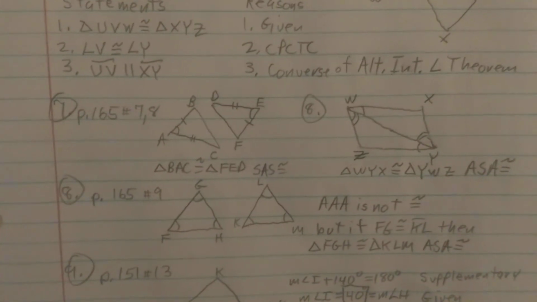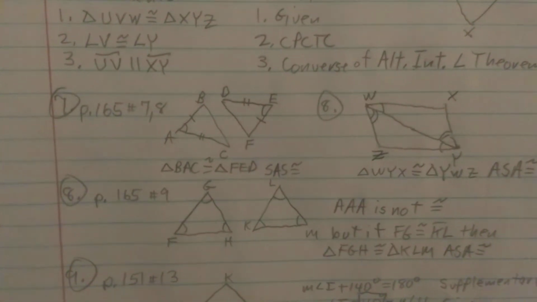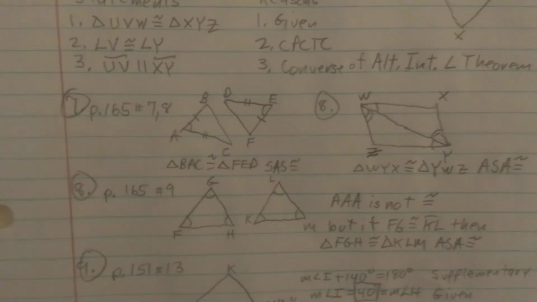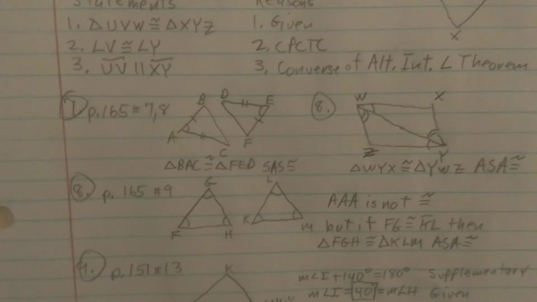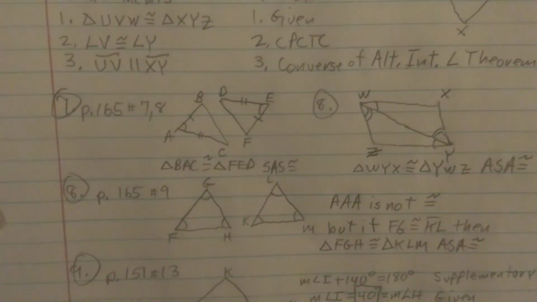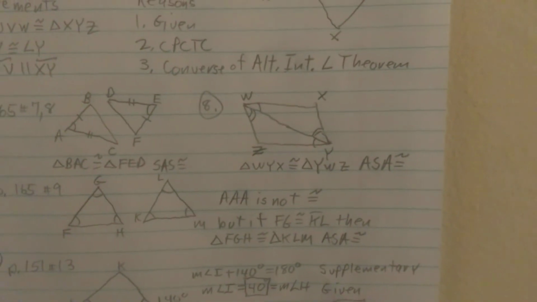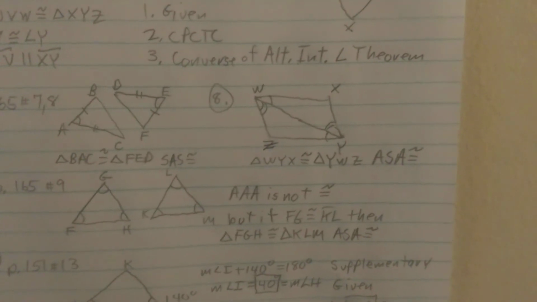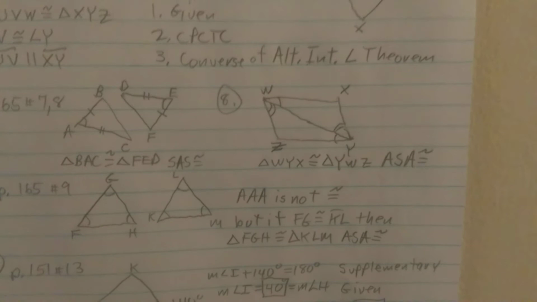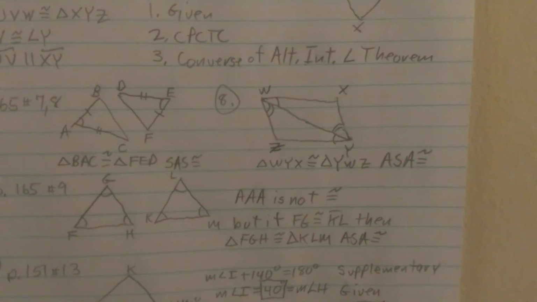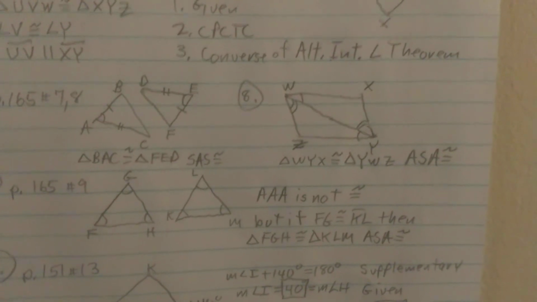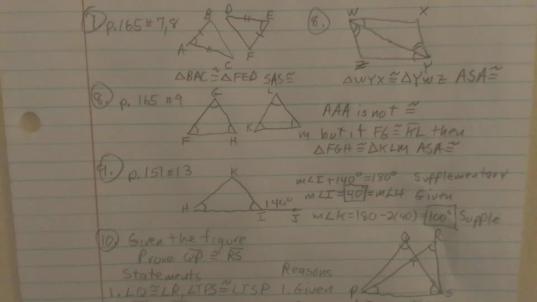Now problem 7 is page 165, number 7 and 8. And as marked, we see triangle ABC and DEF. And we have triangle BAC congruent to FED by SAS congruence. And for problem 8, we see triangle WYX is congruent to triangle YWZ by ASA congruence. The two angles that are on opposite sides are congruent, and WY is congruent to itself, making ASA. For problem 8, we have 165.